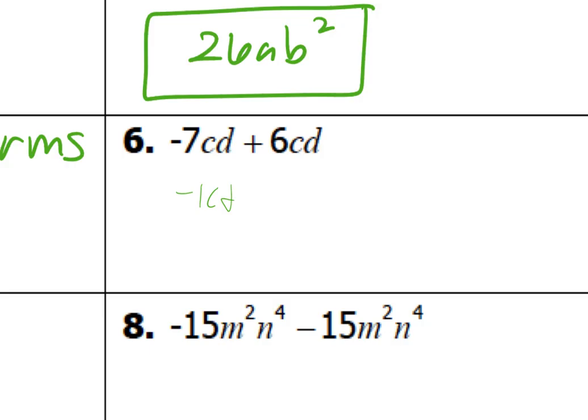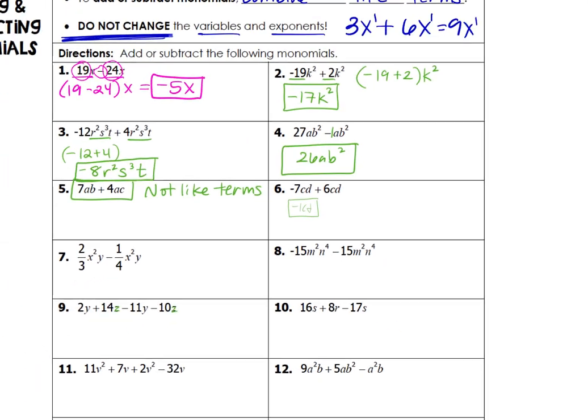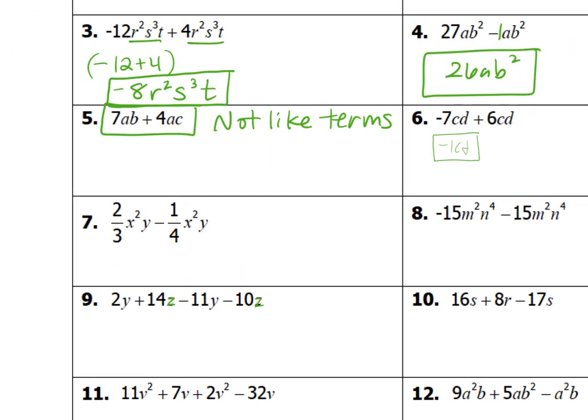Okay, so Lincoln's got this one. -1 CD. Did anyone get -1 CD for their answer? 2 of you? What'd the rest of you get? 3 of you? Someone get something different? Oh, we got a few more. Okay, that is the right answer. Good job. -7 plus 6, and then the CD stays put, so -1 CD. Chloe's got this guy.